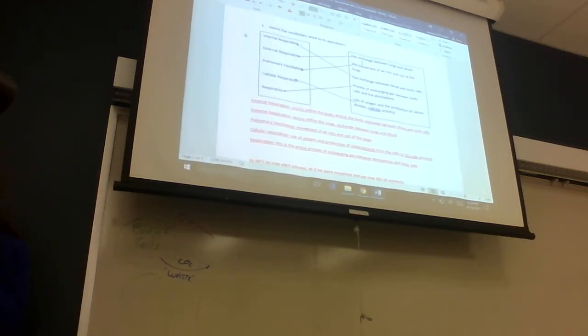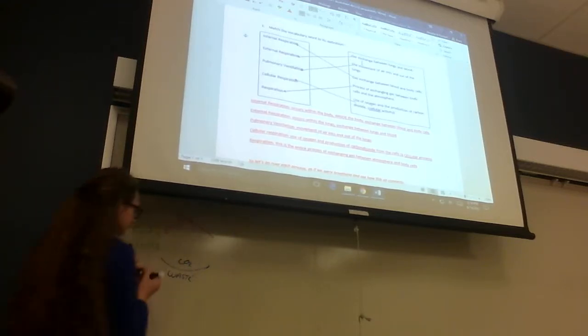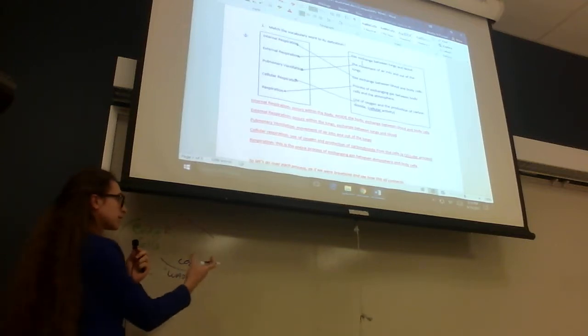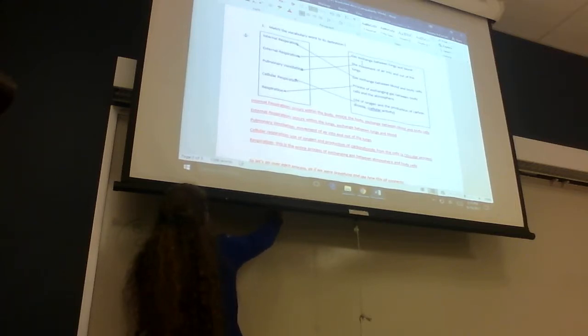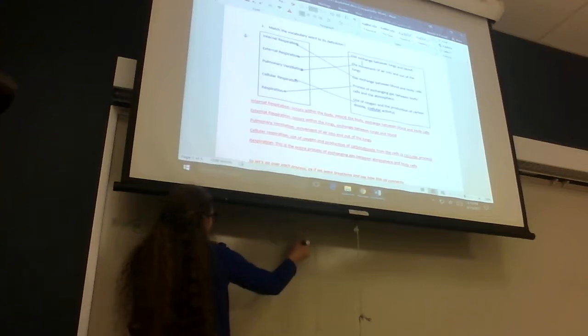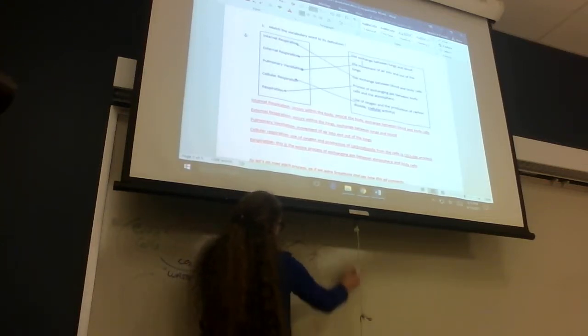The next term we have is external respiration, and this occurs within the lungs. So this is a blood capillary. Okay, so it's very, very small. So I'm going to draw a huge lung. Well, actually, it wouldn't be the huge lung. It'd be actually the alveoli within the lungs.